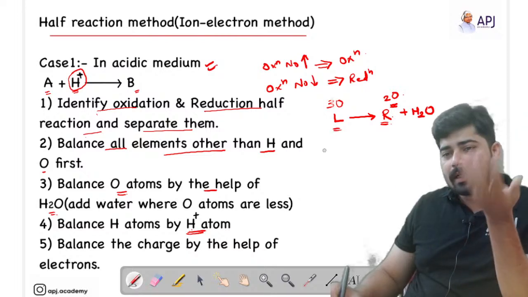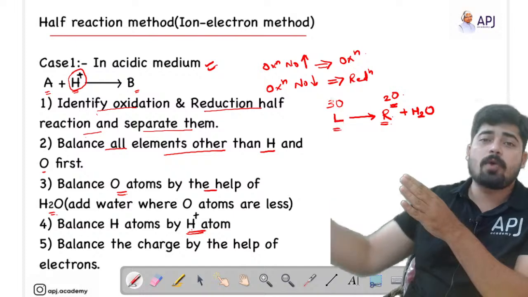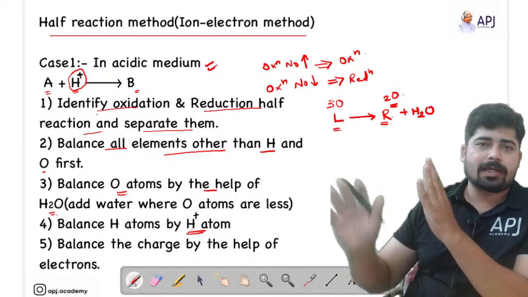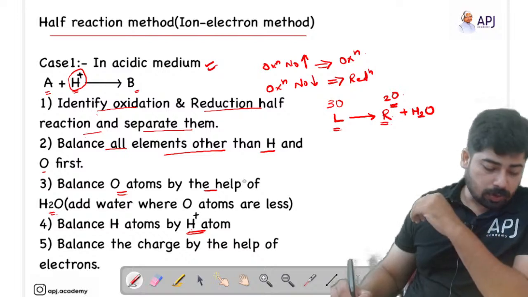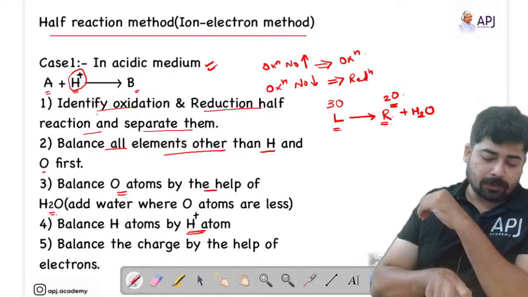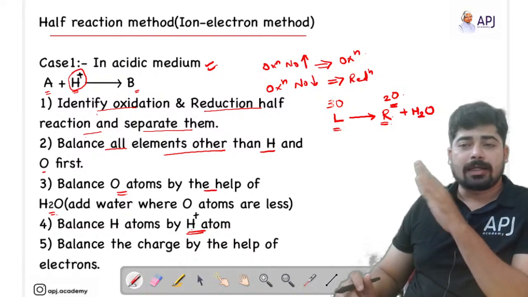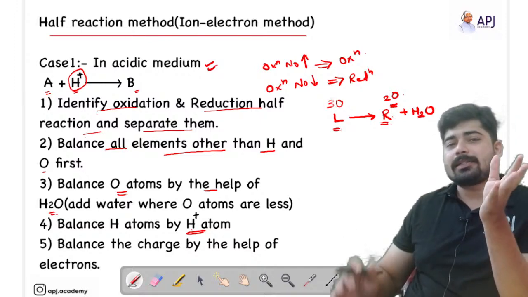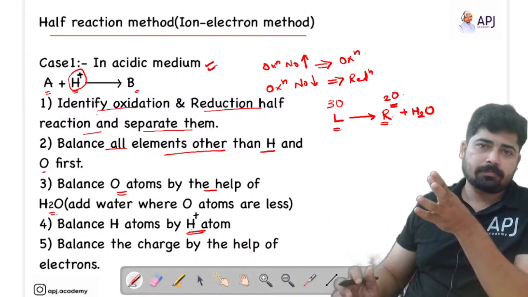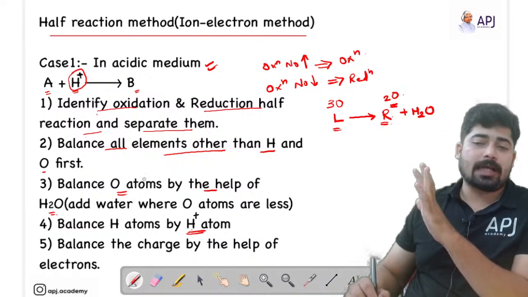So wherever it is greater, you add the H plus ions on the lower side, balancing the LHS and RHS. Once the balancing of hydrogen atoms is also completed, what is left? One thing is left, that is the total charge on the reaction. If the charges on LHS and RHS are different, then you have to use electrons to balance that.